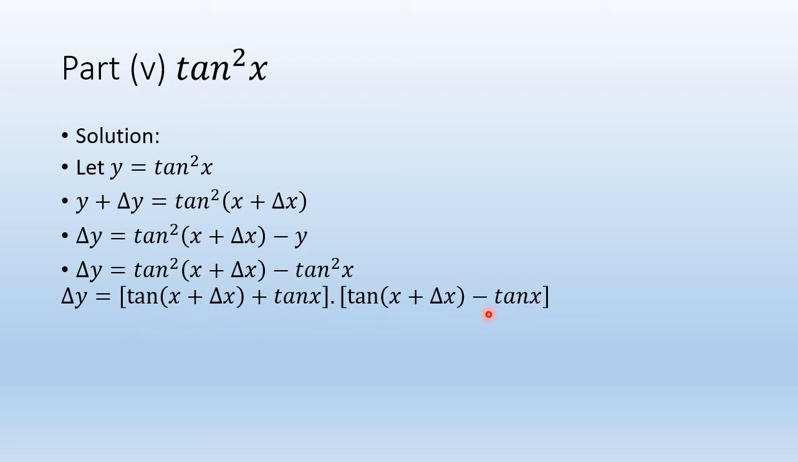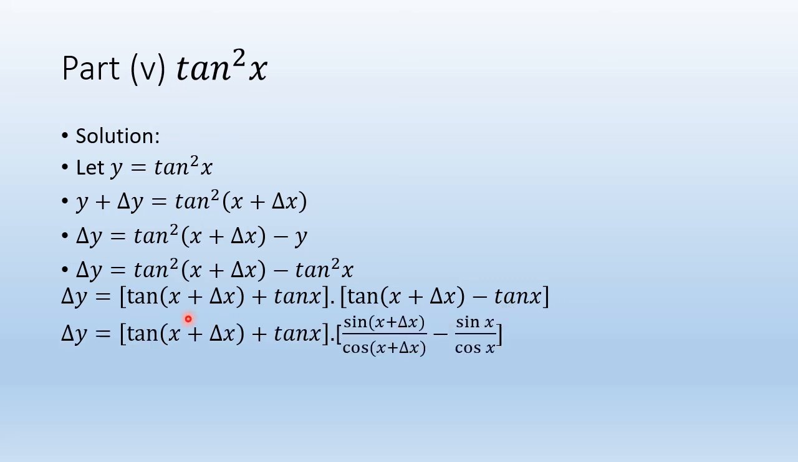But what about this negative expression? We are going to convert it into sine by cos, both the tan into sine by cos. So let's convert this tan into sine by cos, this tan into sine by cos. What shape it becomes? Del y is equal to, you can see this expression is as it is. And what about this one? This becomes sine of x plus del x by cos of x plus del x, and this becomes sine of x by cos of x. Now you can see we can take LCM, so we are going to take LCM.